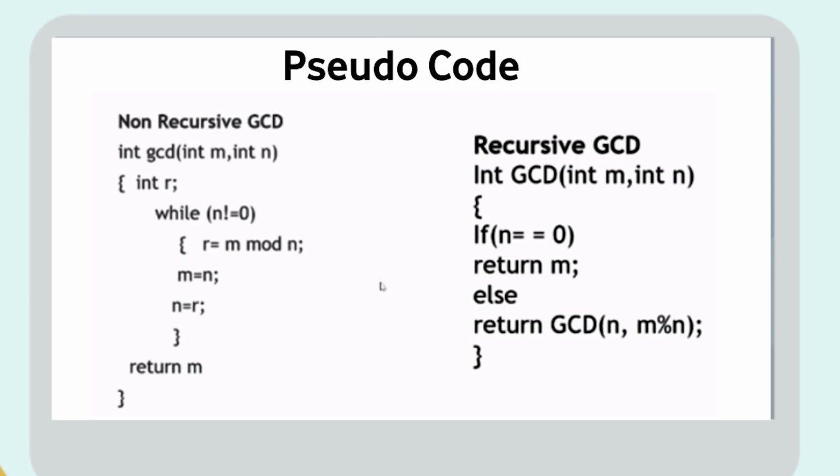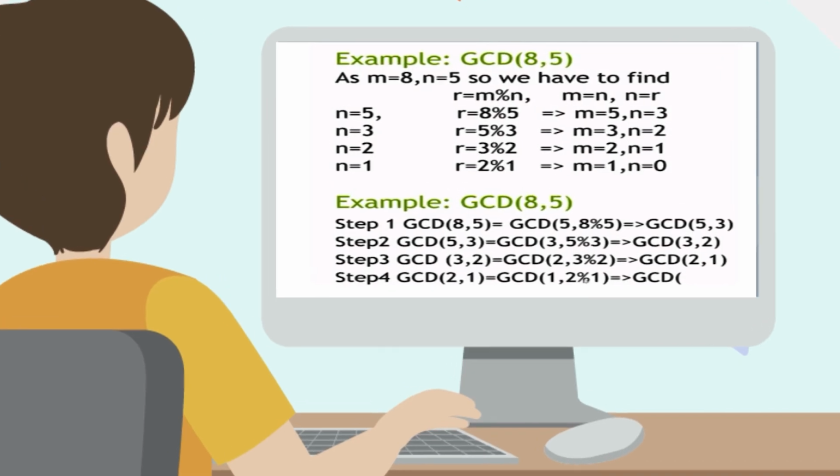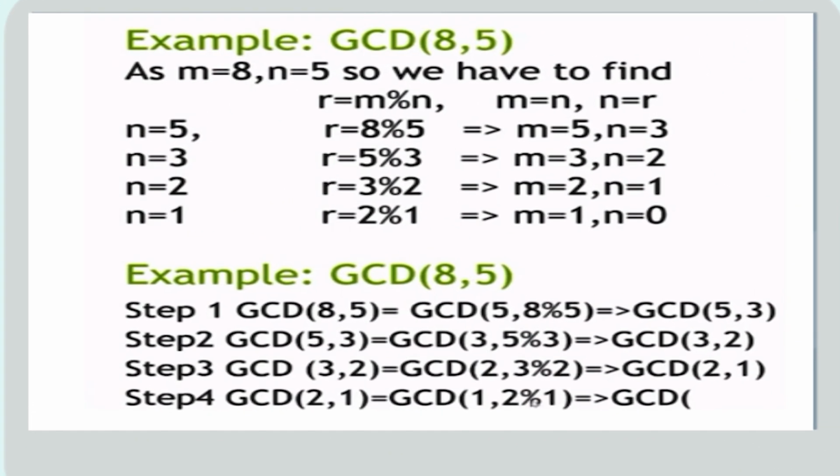Now let us see the next example using this recursive formula. If m equal to 8 and n equal to 5, we want to find the value of r. So, r equal to m modulo n, that is we assign the n value to m and the r value to n. So, n equal to 5 and r is 8 modulo 5, so m equal to 5, n equal to 3. Again n equal to 3, r equal to 5 modulo 3, so m equal to 3, n equal to 2. Again this process will be executed till n becomes 0, and the value of the GCD is 1, because the value of m is 1.